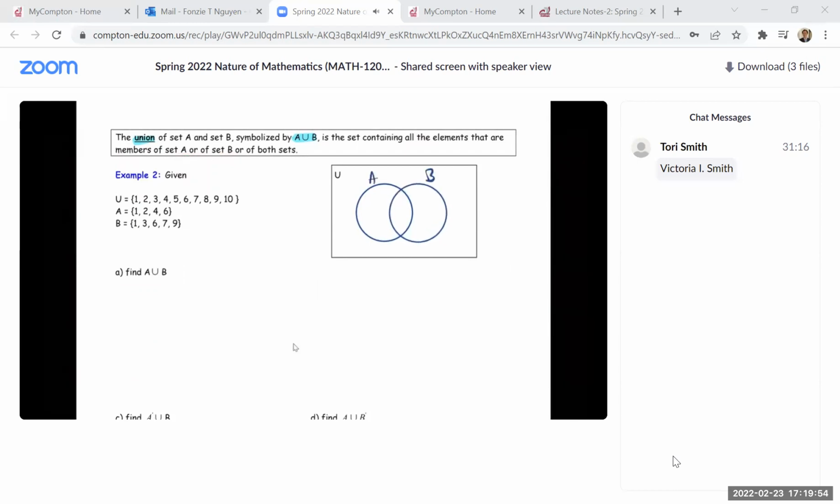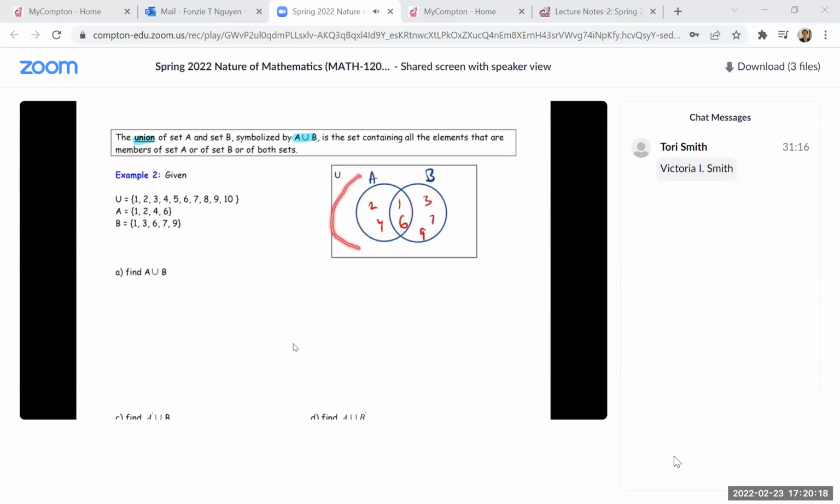Well, we start with the overlap. What's in the overlap? 1 and 6, right? Yes. All right, so 1 and 6. And then over here, what numbers go here? 2 and 4. And then over here would be 3, 7, and 9.